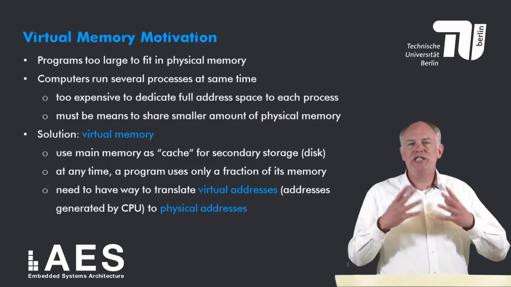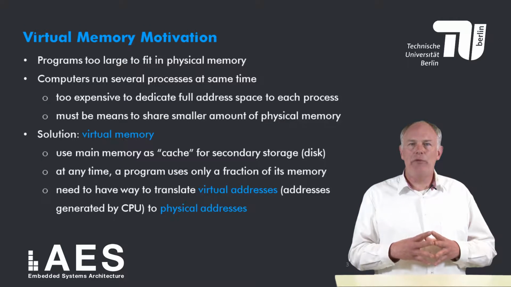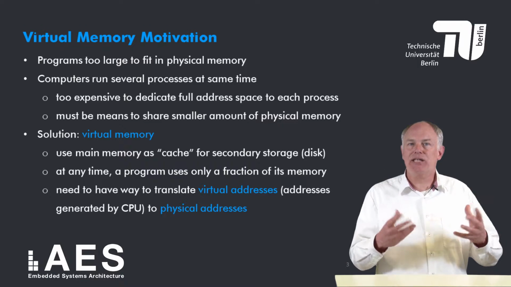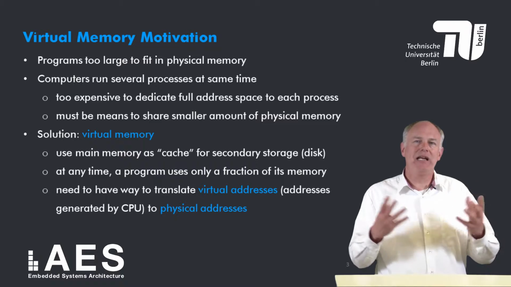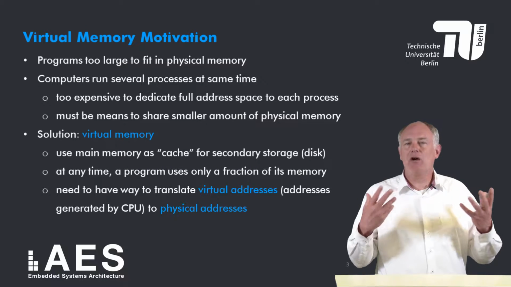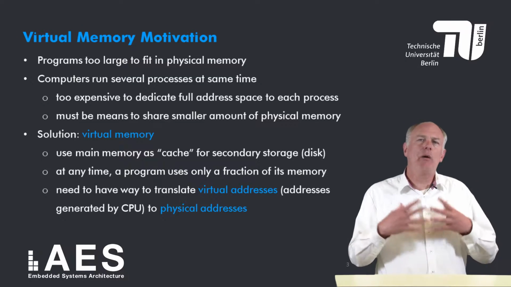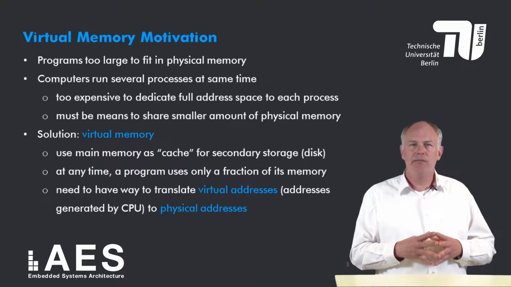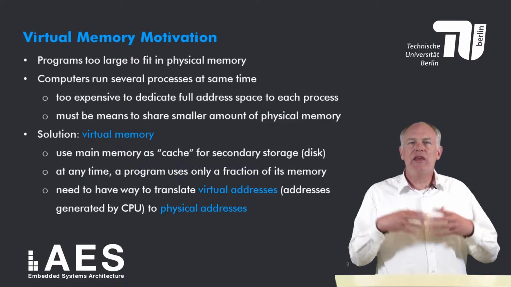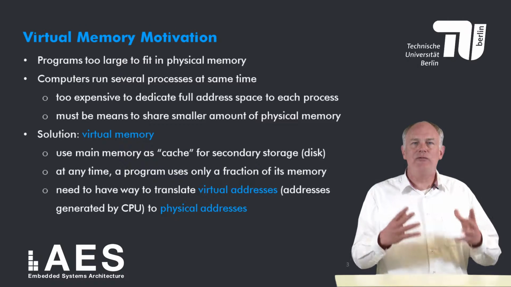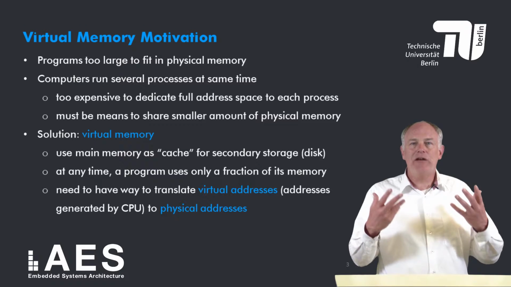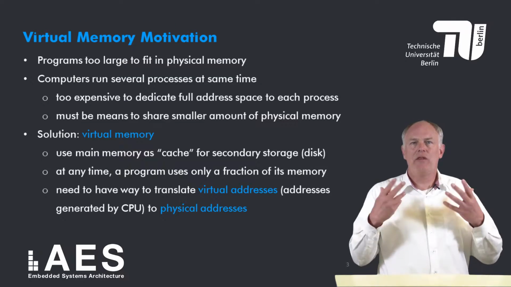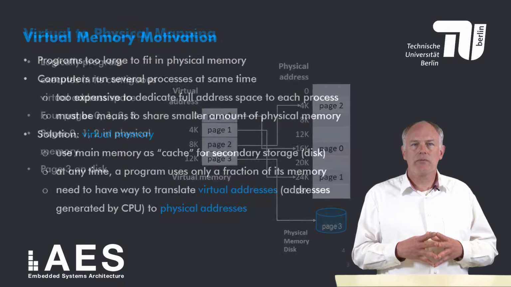The solution to this challenge is called virtual memory. The basic idea is to use main memory as a cache for secondary storage, typically a disk. This can work because typically at any time a process uses only a small fraction of the memory it needs. This implies, however, that there must be a way to translate virtual memory addresses, the addresses generated by the CPU, to physical memory addresses that are used to access memory.